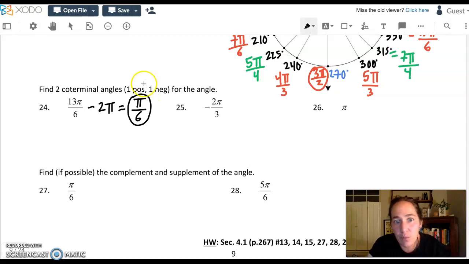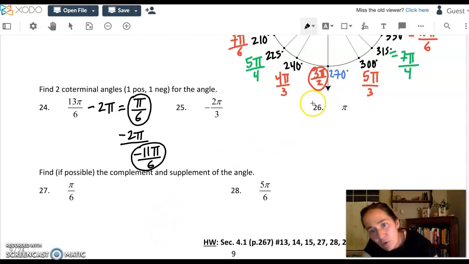To finish the job, we need one negative coterminal angle. No problem. We could subtract the 2 pi again, should get us into the negative measurement. And pi over 6 minus 12 pi over 6 gets you down to negative 11 pi over 6. An angle that falls in the same spot, but the rotation is the other way, right? It's going to be clockwise instead of counterclockwise.